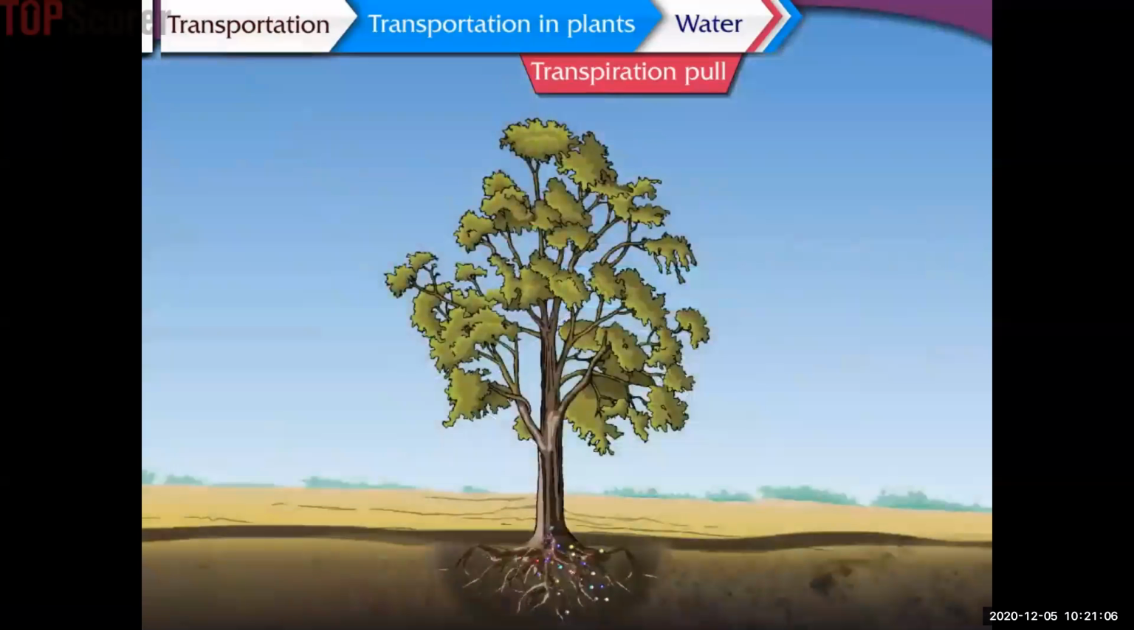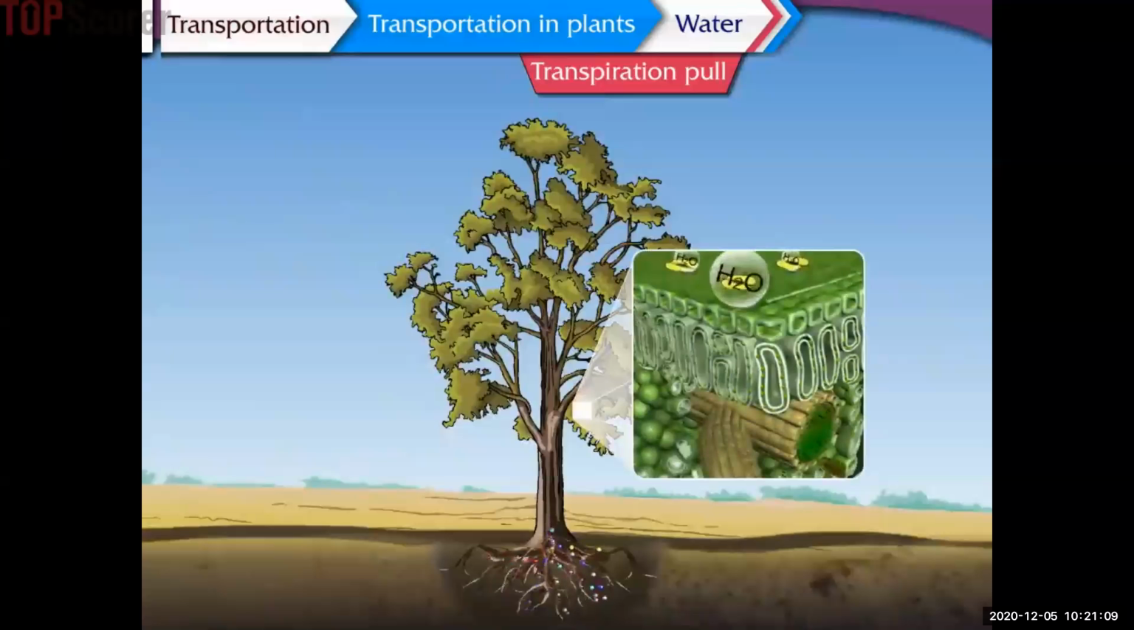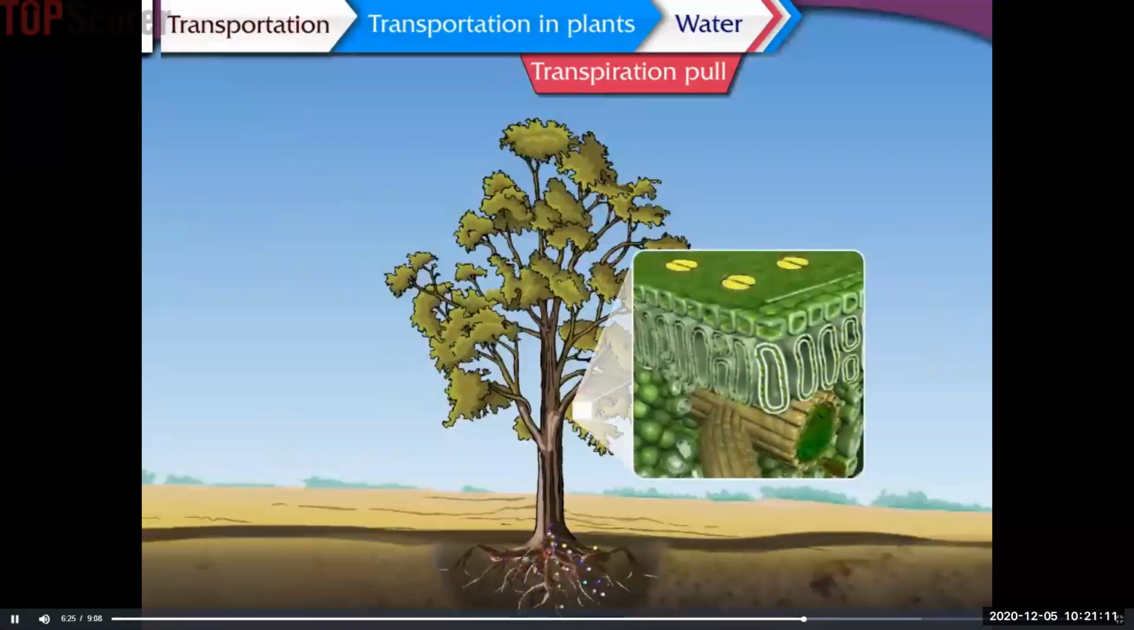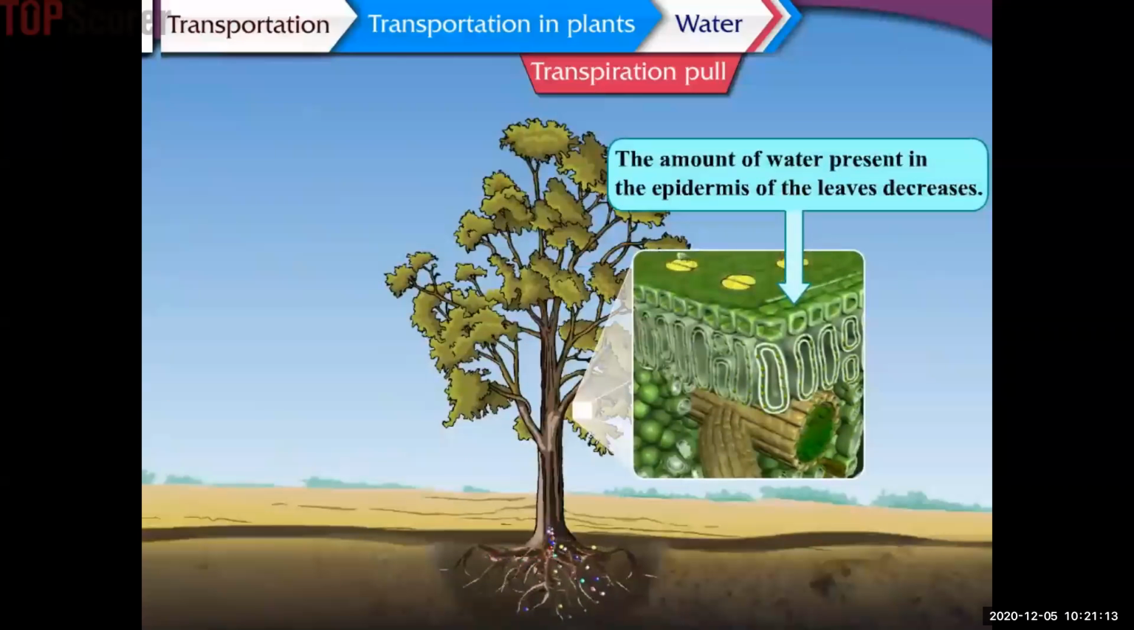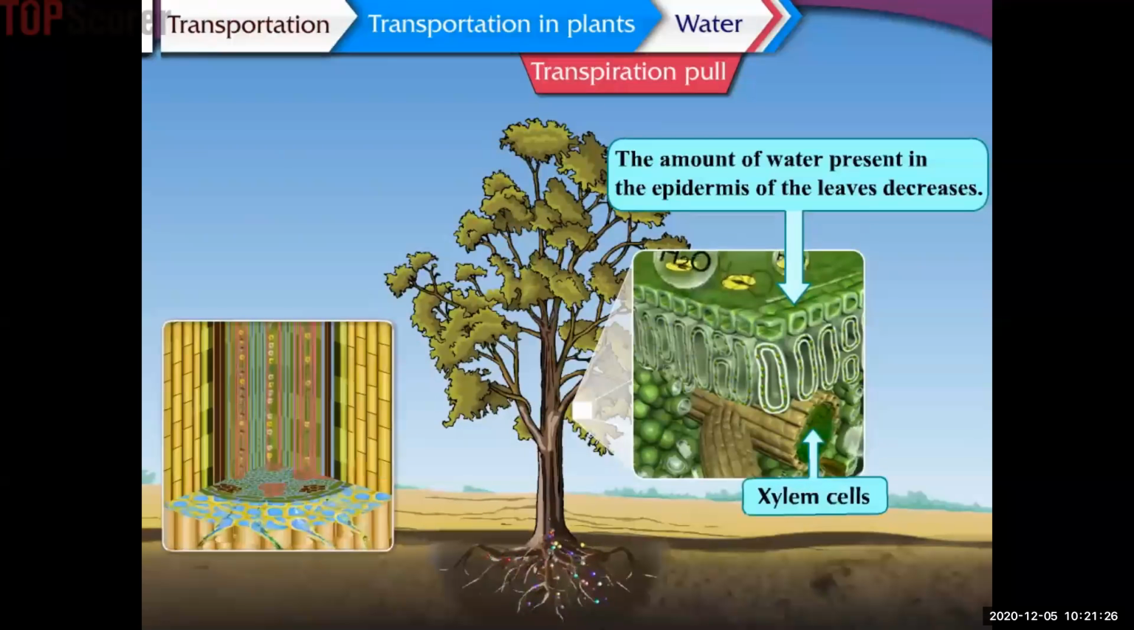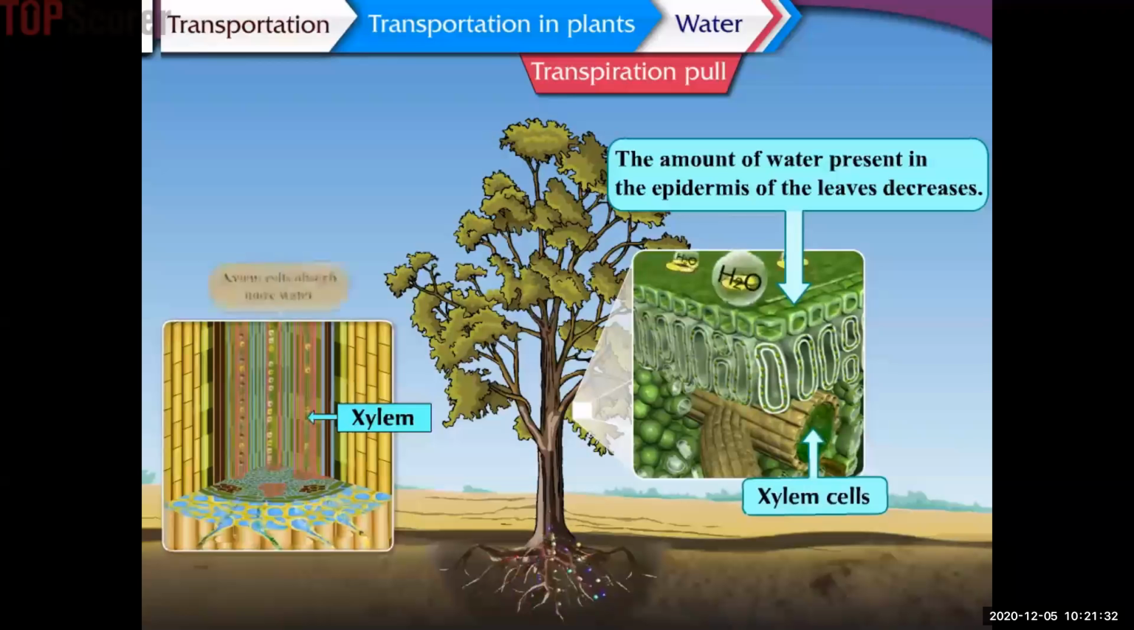Water is given out in the form of water vapor into the atmosphere through the leaves. Thus, the amount of water present in the epidermis of the leaves decreases. In order to replace the water which is lost, water is brought to the leaves through the xylem. This initiates the suction of water from the xylem cells of the roots, and the xylem cells of the roots in turn absorb more water.